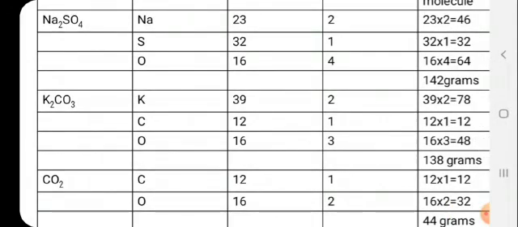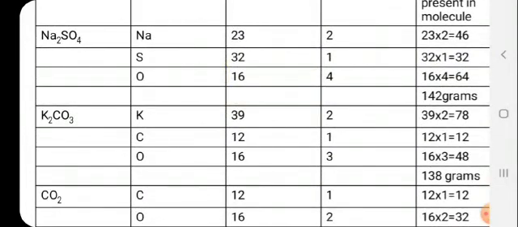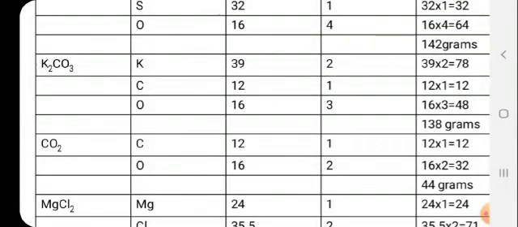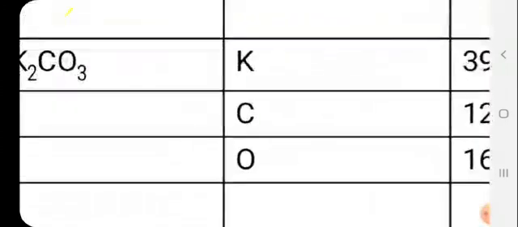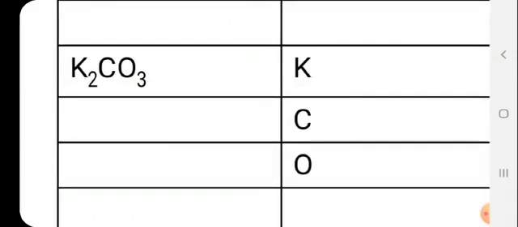Next compound is potassium carbonate, K2CO3. Constituent atoms are potassium, carbon and oxygen. Atomic mass of potassium is 39. Atomic mass of carbon is 12. Oxygen has atomic mass 16. Now there are 2 atoms of potassium, single atom of carbon and 3 oxygen atoms present in potassium carbonate. Is it clear to you? 2 atoms of potassium, single atom of carbon and 3 atoms of oxygen.